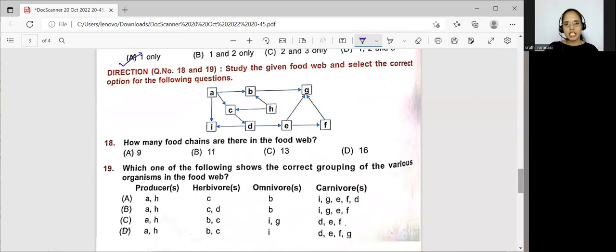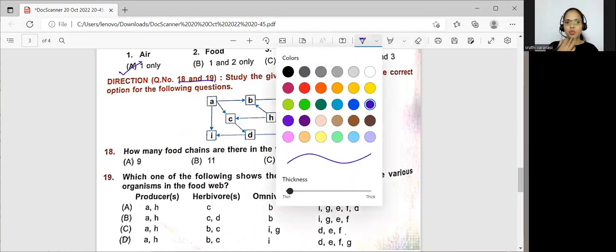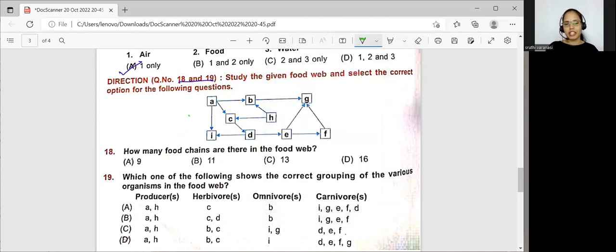Now let us see the 18th and 19th questions. See, here they gave you a direction that for question numbers 18 and 19, you have to answer by studying the given food web. Okay, so you have one picture and for that one picture you have two questions. So first let's see the picture. This is a food chain, food web related question. So let's follow the food web first.